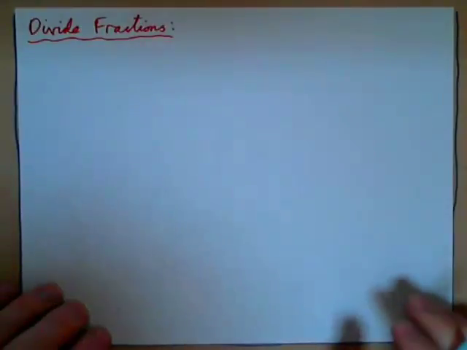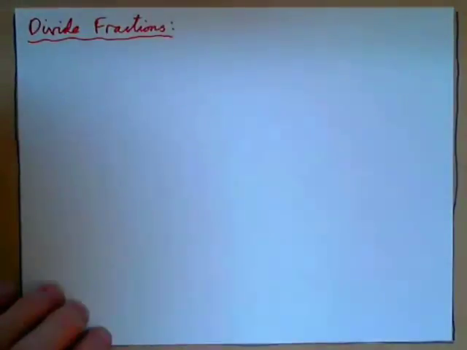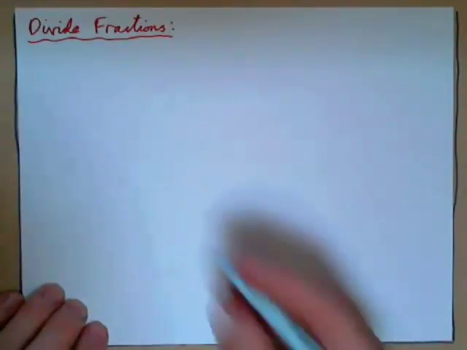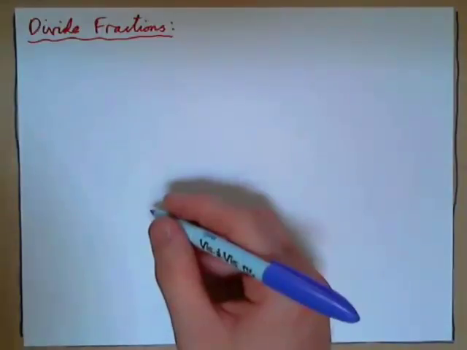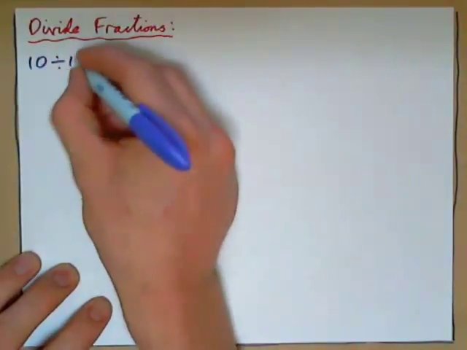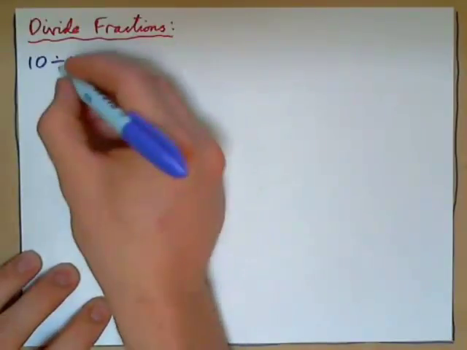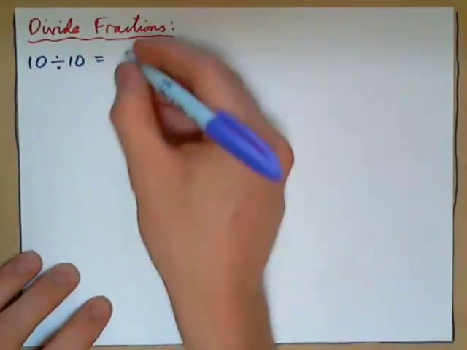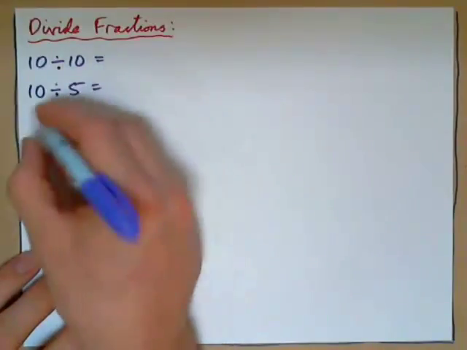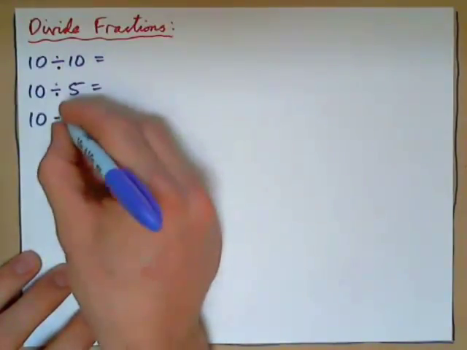Now, dividing fractions. You must have first covered multiplying fractions because that's the skill we need most of all. There's only one extra step to dividing fractions. Let's first understand the concept. Write down the answer to this. 10 divided by 10. 10 divided by 5. 10 divided by 1.